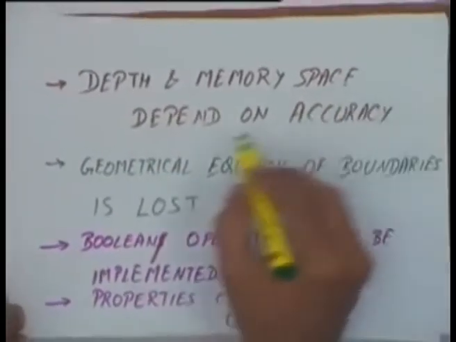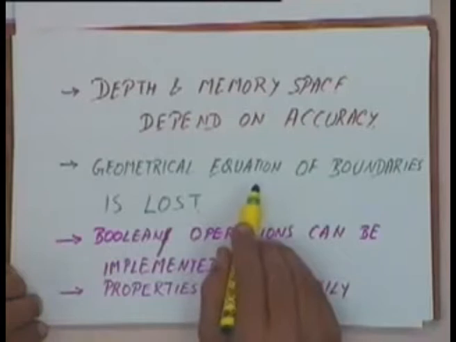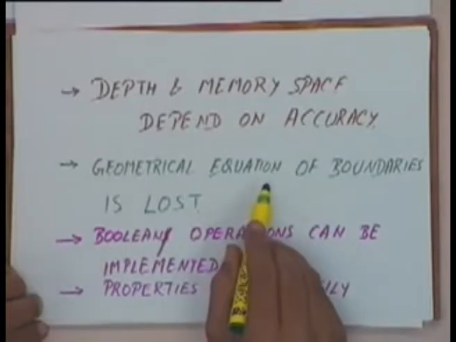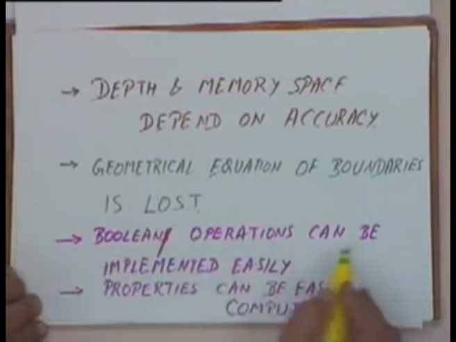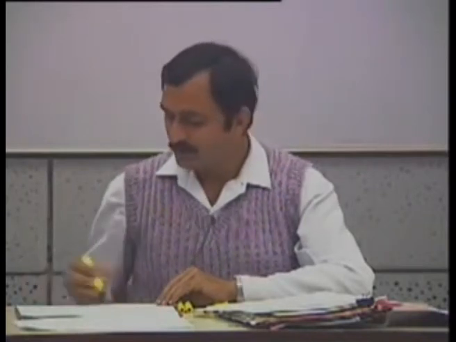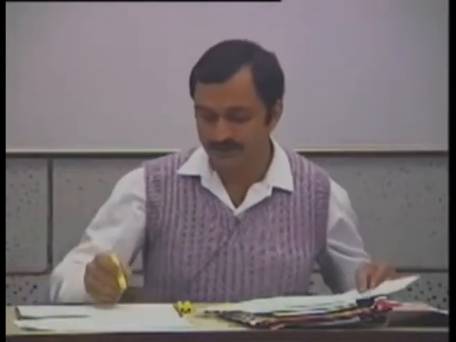Here also the depth and memory will depend on the accuracy. Here also the geometrical equation of the boundaries will be lost. Okay, the Boolean operations can be implemented easily, because every cubic cell is either a 0 or a 1. So if you are computing the union, that can be done easily. And properties can be easily computed. If I want to find out the volume, I only have to traverse the tree and I will get the volume. Similarly, if I want to get the moment of inertia, I only have to traverse the tree and I will get it.